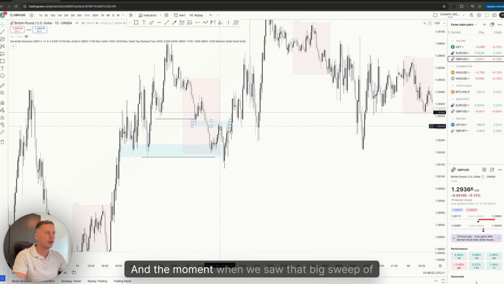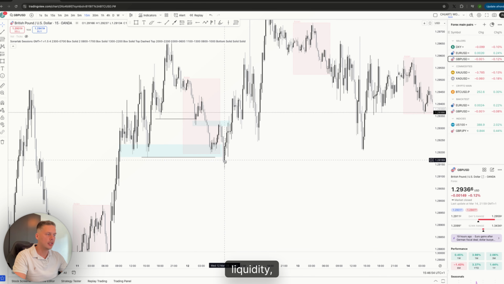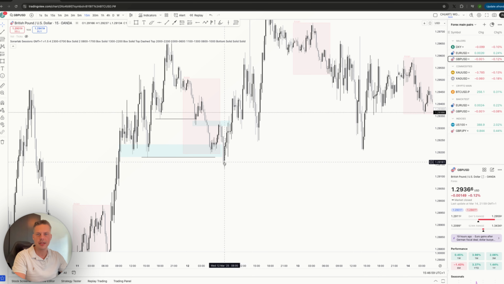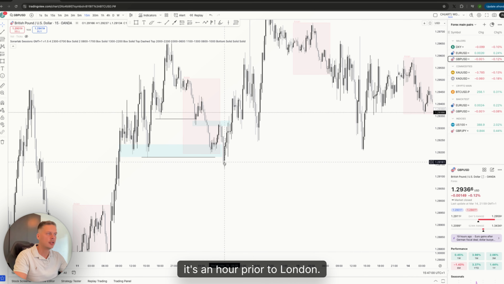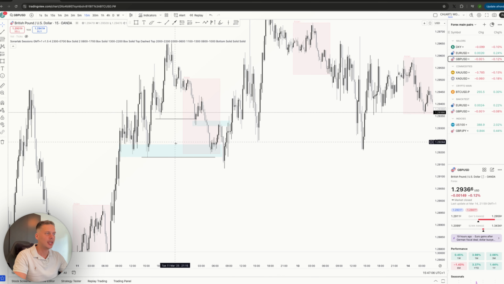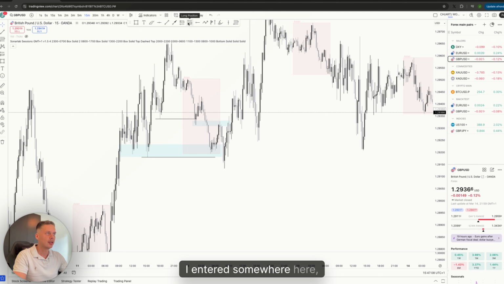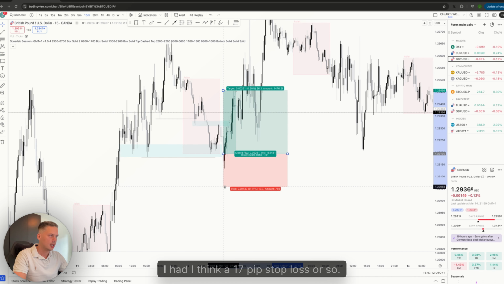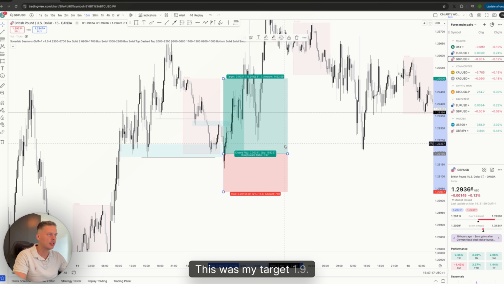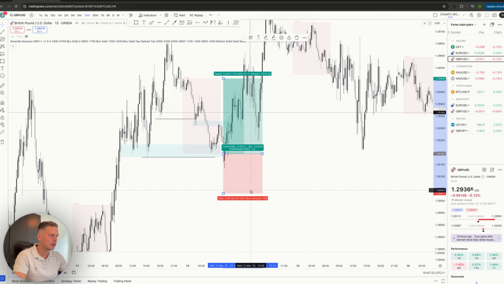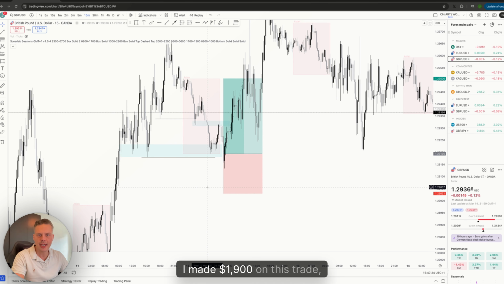And the moment when we saw that big sweep of liquidity, and I think it was exactly at 8 a.m., around that time, an hour prior to London, we can see that the whole liquidity is being built up. I entered somewhere here, I don't recall the exact entry to be honest. I had, I think, a 17 pip stop loss or so. Doesn't matter too much. This was my target, 1.9. So I think it was a little bit more. Something like this. I made $1,900 on this trade.